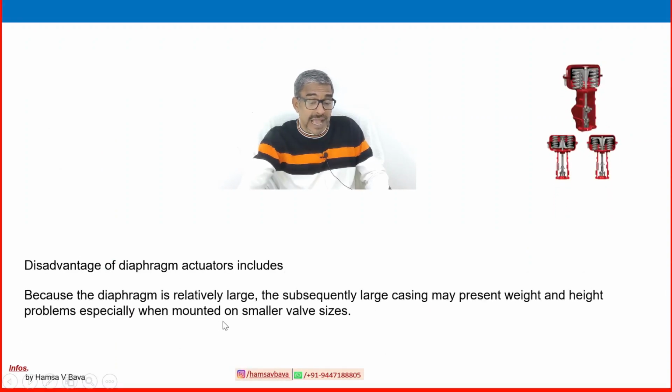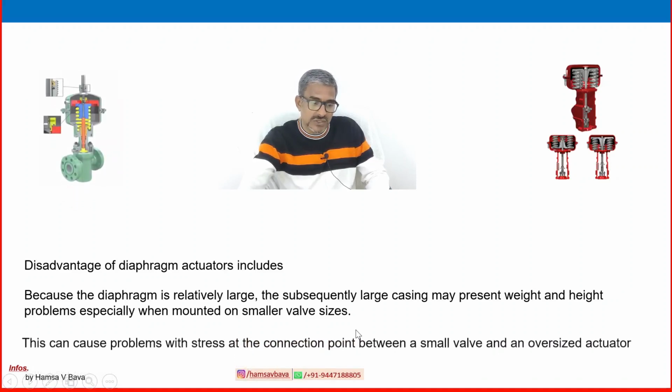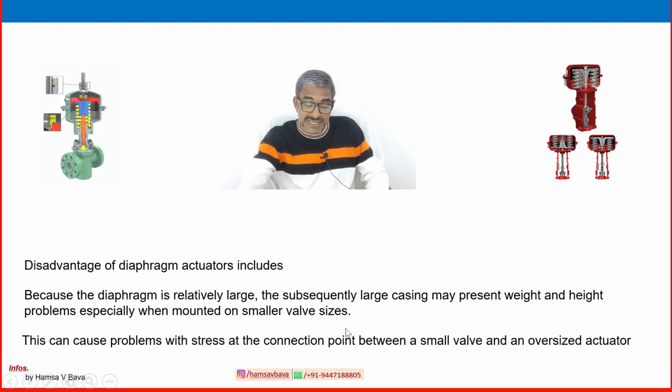There are some disadvantages as well, because the diaphragm is relatively large. The subsequently large casing may present weight and height problems, especially when mounted on a smaller valve size. That is one disadvantage. This can cause problems with stress at a connection point between a small valve and an oversized actuator.